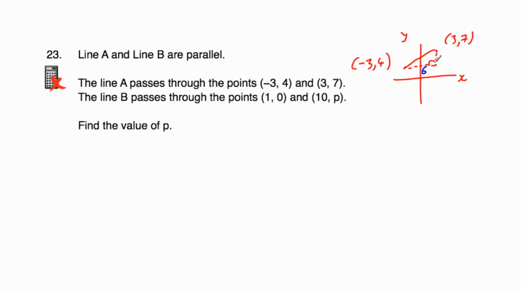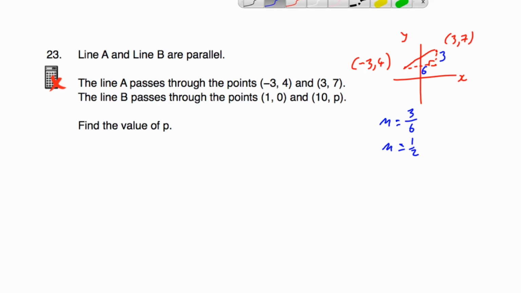And in terms of our rise, we're rising from 4 up to 7, so our rise would be 3. So our gradient m is equal to rise over run, which would be 3 divided by 6. And 3 over 6 is the same as a half, so the gradient of line A is a half. That means the gradient of line B would also be a half because they're parallel to each other, and that's going to be quite useful for us.